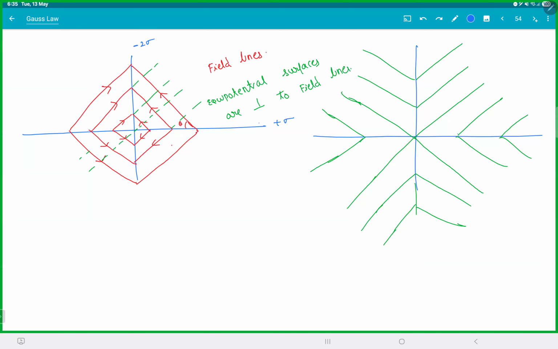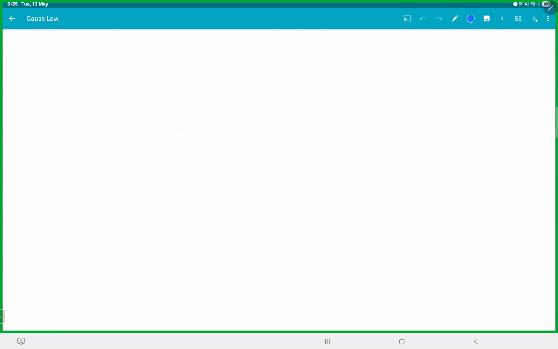Next one. Now this is important. Listen carefully from here. This will be another type of Gauss thing, mostly statements and all, but you can get pretty good questions on this. So we start with a concept: field inside a conductor is zero. We will prove it with this.